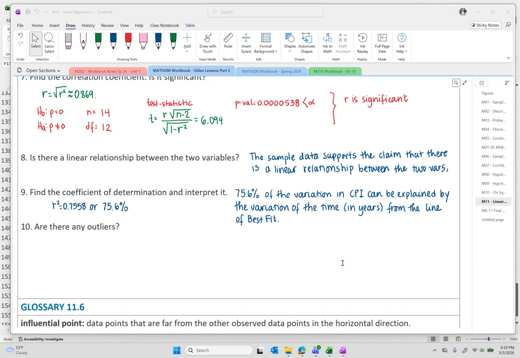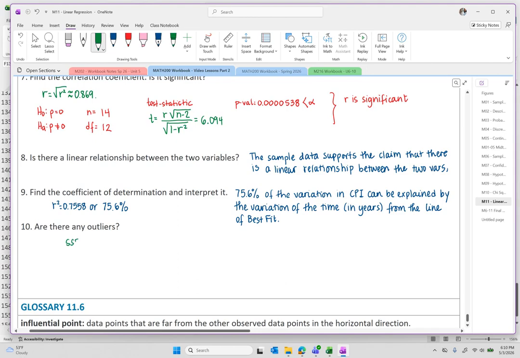The next question is if there are any outliers. So if there are any outliers, we have to find the sum of the squared errors, or the sum of the squared residuals. From that, we want to find the standard deviation. Then we want to find 2 times the standard deviation. And then we want to compare the residuals to 2 times the standard deviation. And we will do that in Excel.